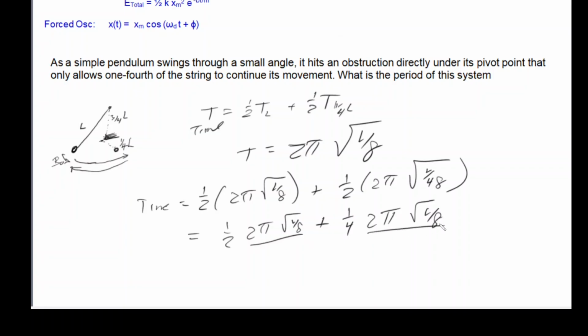These are the same, and that's equal to the period of the full string. So the time it takes is actually equal to 3/4 times T, which is what the full string would have been, 2 pi times the square root of L over G. So that's the period of this new system.